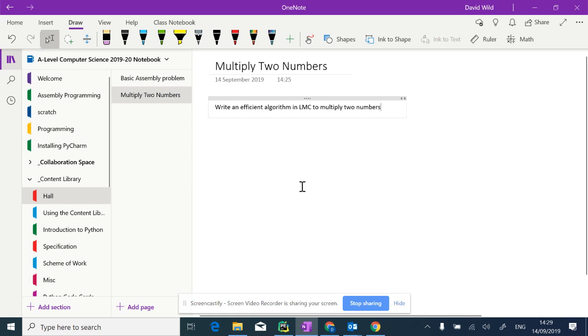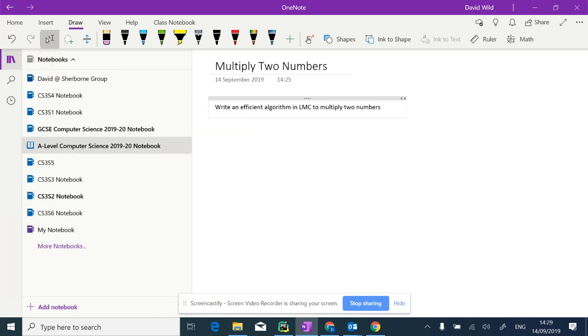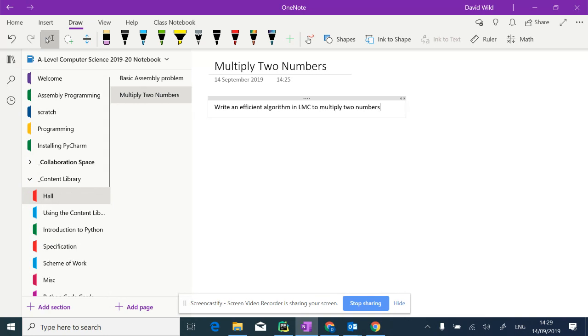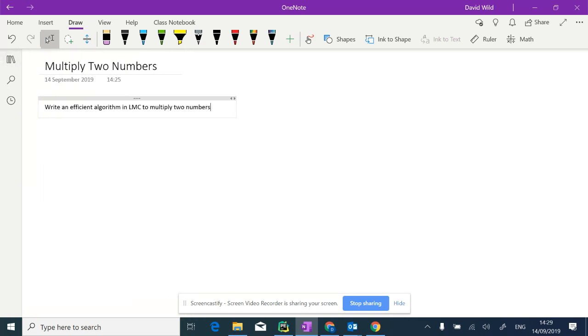Okay, so the prep was to find a way of multiplying two numbers together in Little Man Computer. Now, the way that we want to do this really is to have our two numbers. Let's say our two numbers are called x and y. So we've got x and y.